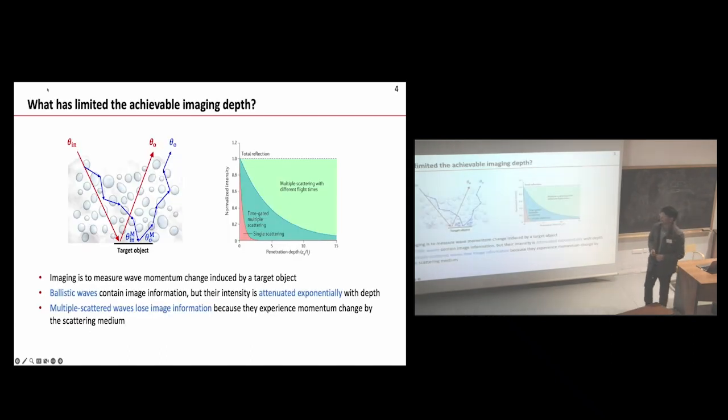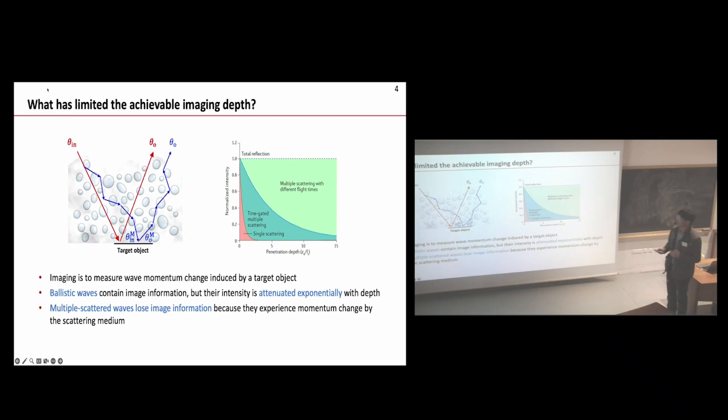Let me briefly discuss the effect of multiple scattering in imaging. As you all know, imaging is an action of measuring the momentum change induced by the target object. Suppose we send a wave with a specific incidence angle, then a tiny fraction of the wave can travel straight through, which we call ballistic wave. This wave is deflected by the target object, and another tiny fraction will travel straight through. This ballistic wave will give us the object information.